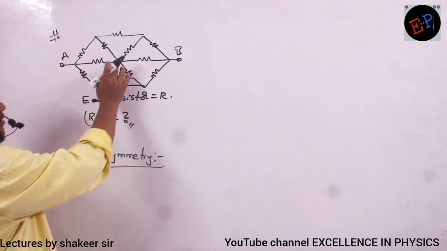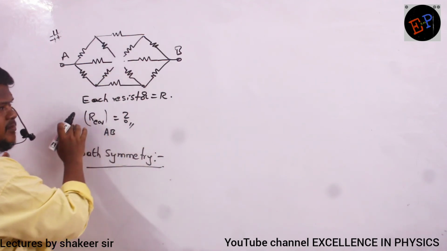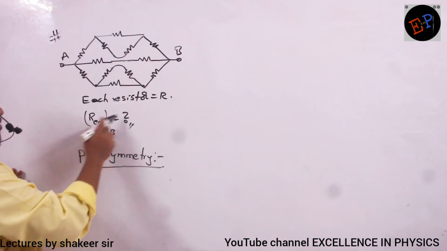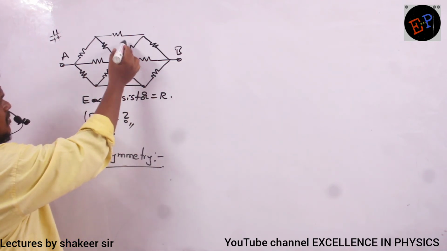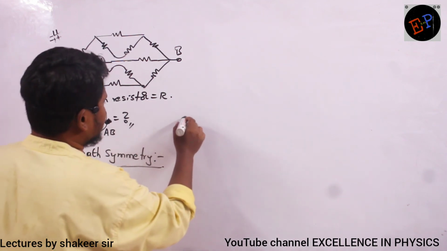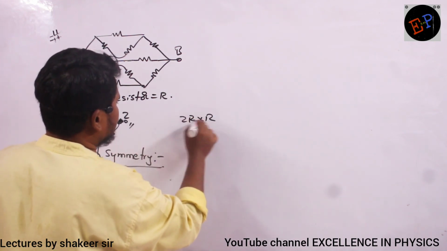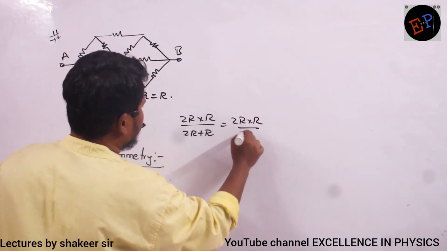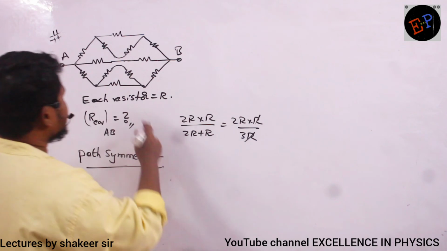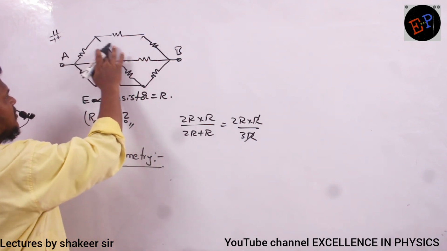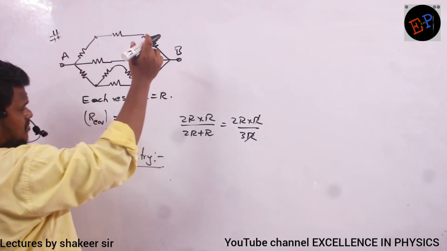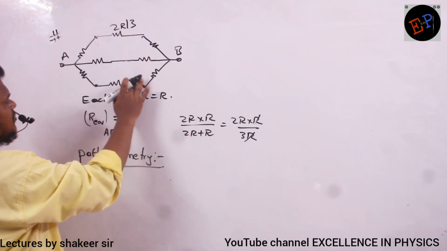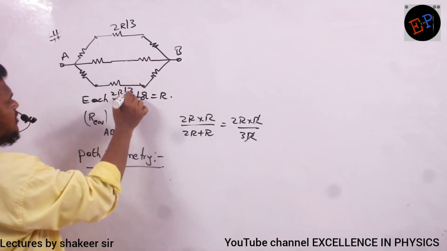Then already we studied that this circuit can be disconnected if there is path symmetry. So you can disconnect the circuit like this. Clear, no? So each resistor is R. So 2R and R, they are connected in parallel connection. So 2R into R divided by 2R plus R. Okay? So 2R into R divided by 3R. So 2R by 3. So therefore instead of this total branch, I can write a single resistor of resistance 2R by 3. Similarly here also I can write a single resistor of resistance 2R by 3.